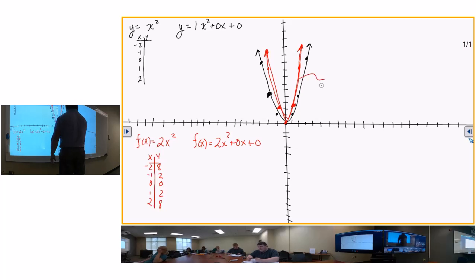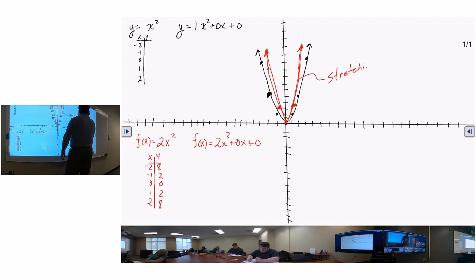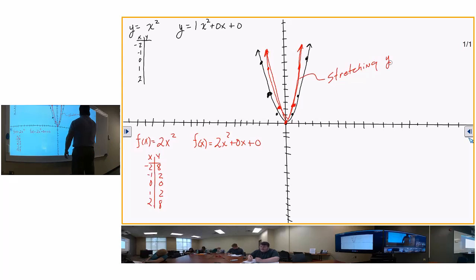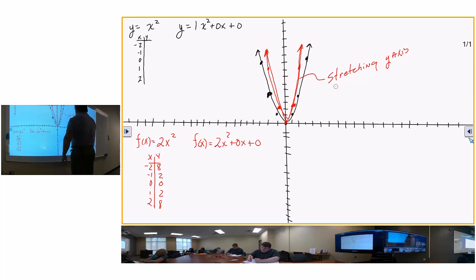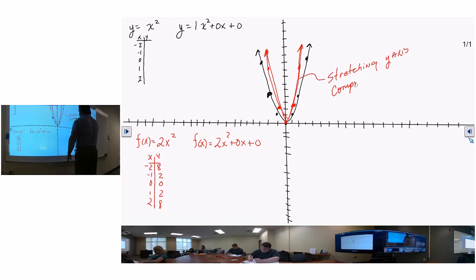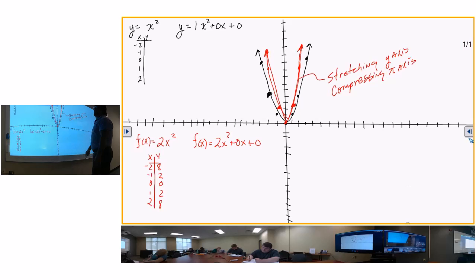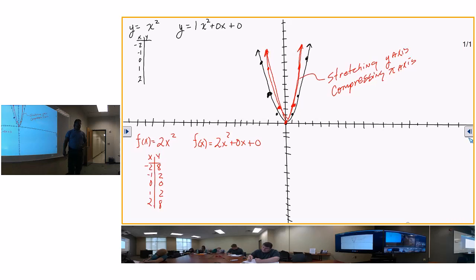So I'm stretching. I don't even know how to spell stretching. Stretching along the y-axis like a balloon. You're pulling it apart like this along the y-axis, but I'm also compressing along the x-axis. Or you can just say it's skinnier than the parent graph. All right, now I'm going to take the blue.